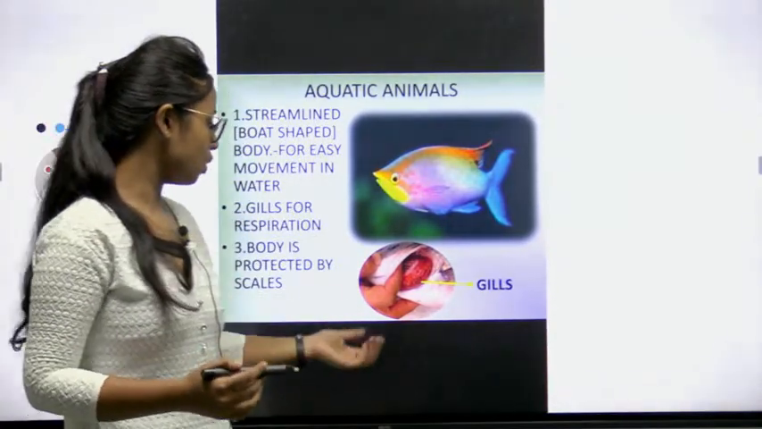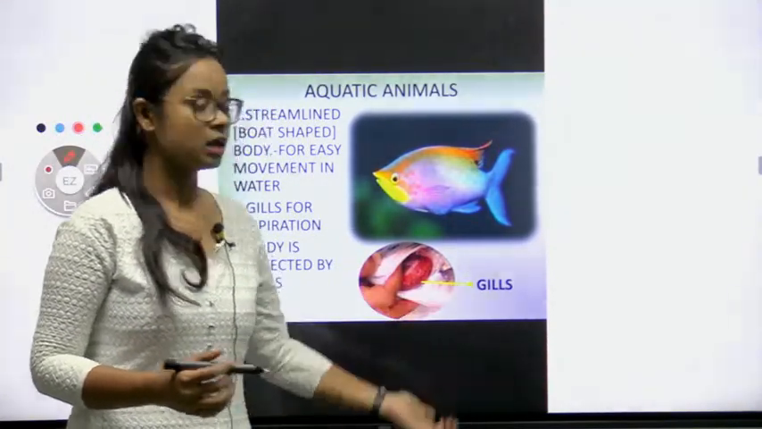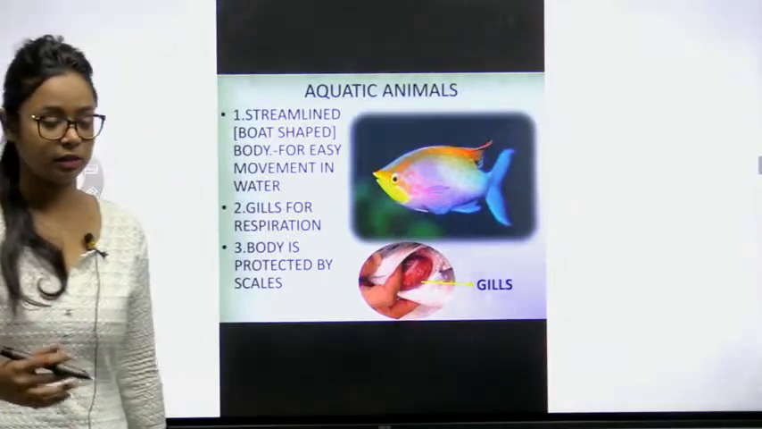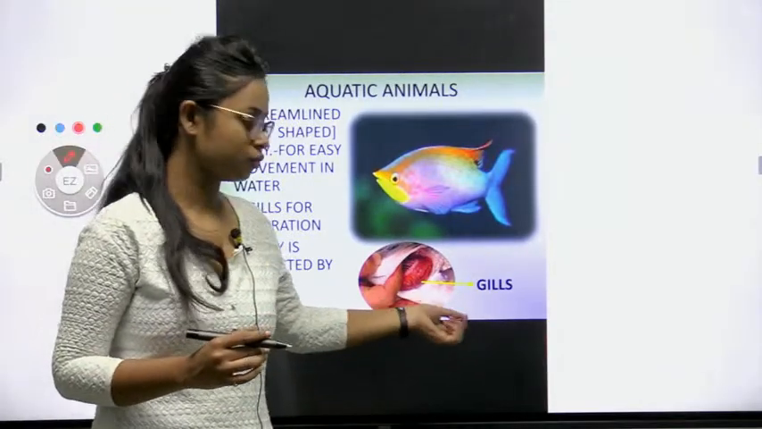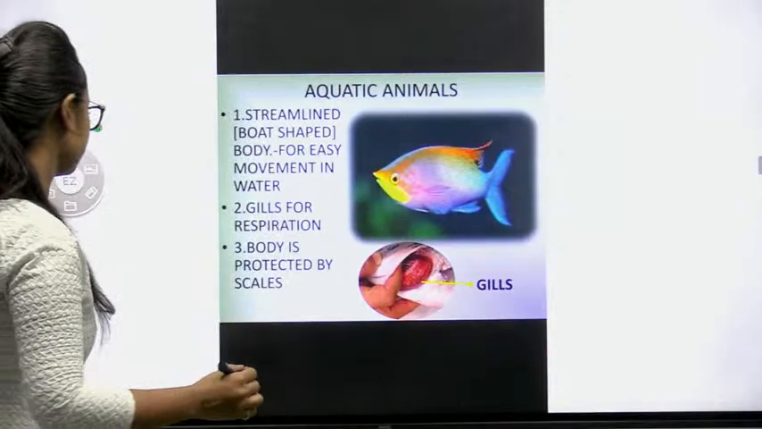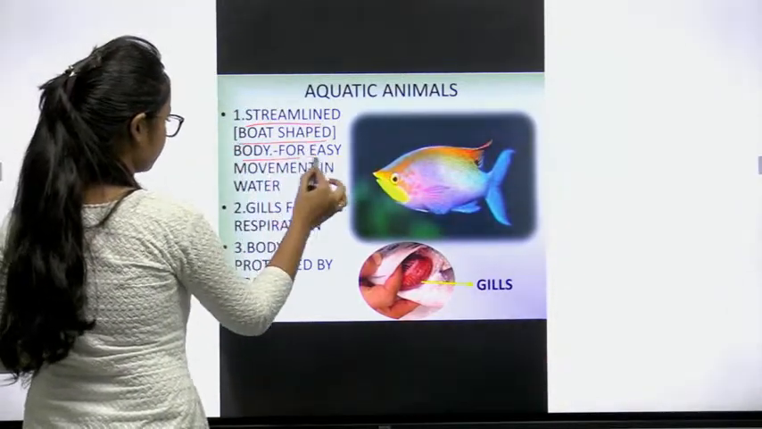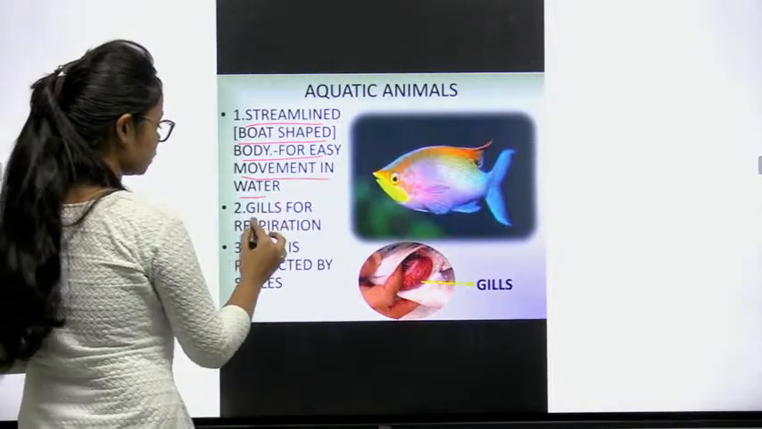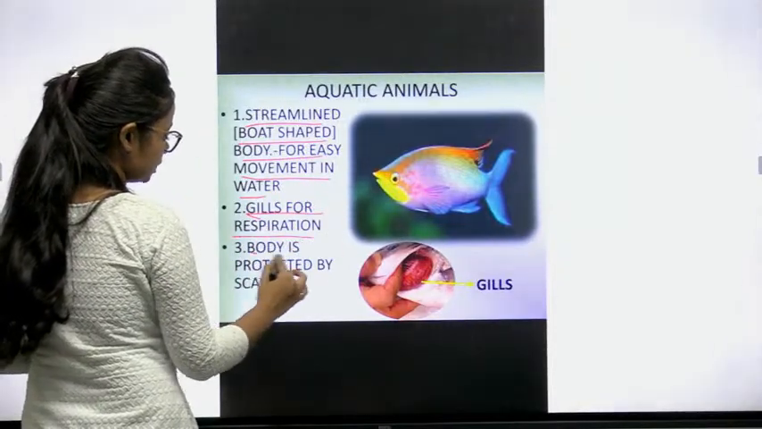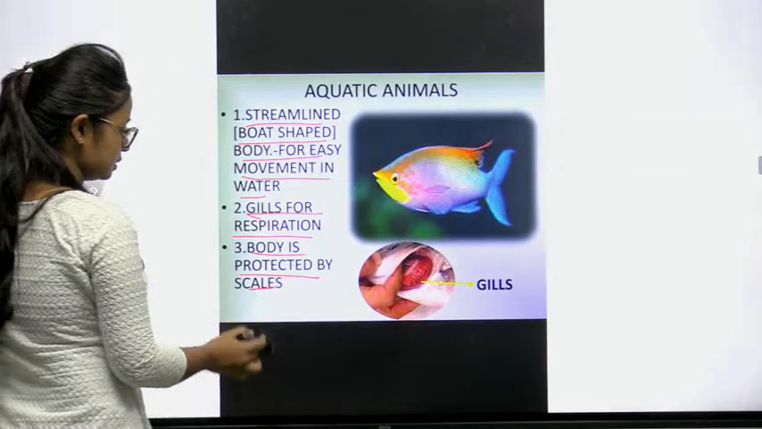Also you all know that they breathe through their gills. They don't have lungs, they breathe through the gills. Streamlined, that is a boat-shaped body for easy movement in water. Also gills for respiration, and the body is protected by the scales.